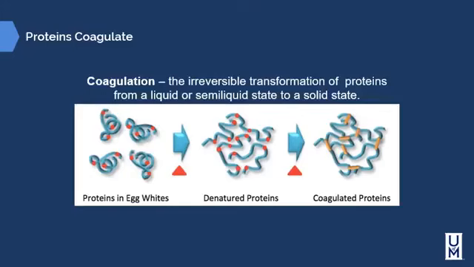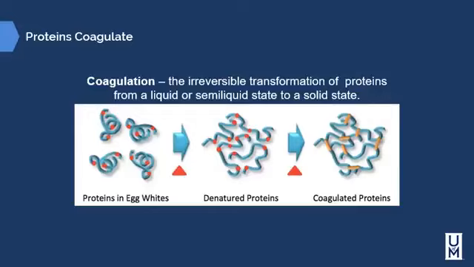Coagulation is the irreversible transformation of proteins from a liquid or semi-liquid state to a solid state. Proteins are large, complex molecules found in every living cell, plant as well as animal. They are formed from amino acids that are chemically bonded into long, loosely formed chains. In the presence of heat, the protein chains unfold, or denature. As they are heated, the protein chains are then rebound and solidify into a solid mass. In other words, as proteins cook, they lose moisture, shrink, and become firm.